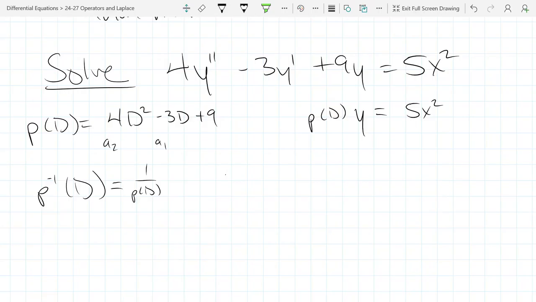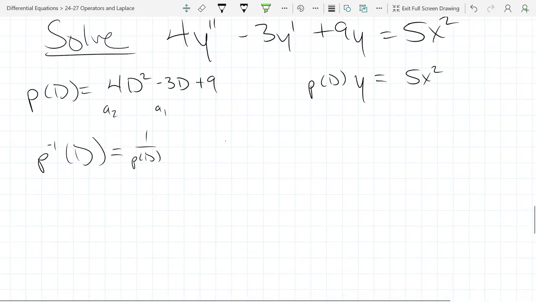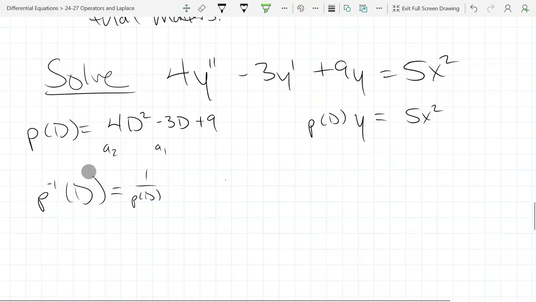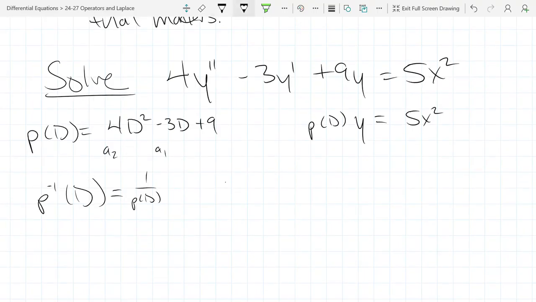Something like the series expansion, so they meant the Taylor series expansion about, in this case, d equals 0. So we can write out what this looks like. That's 1 over 4d squared minus 3d plus 9. The book factored out a 9.